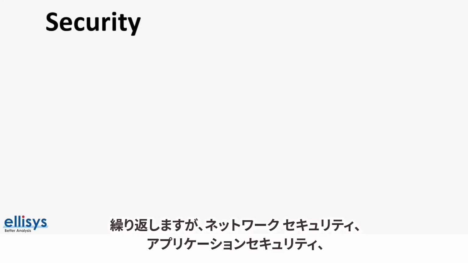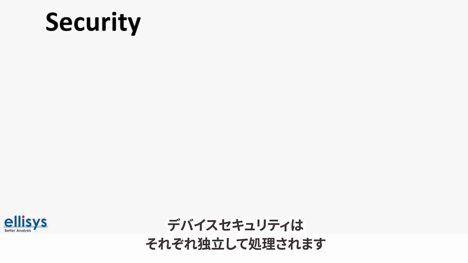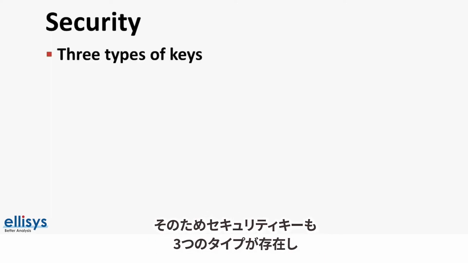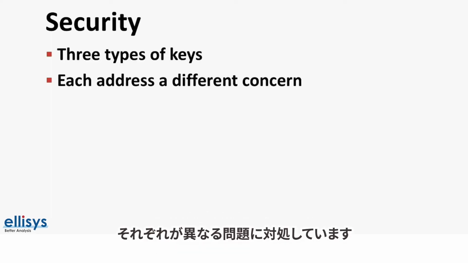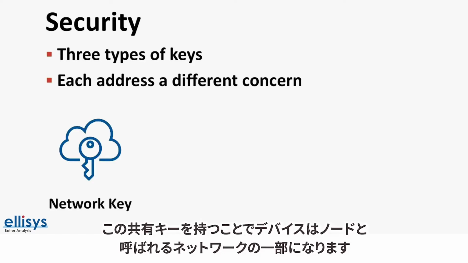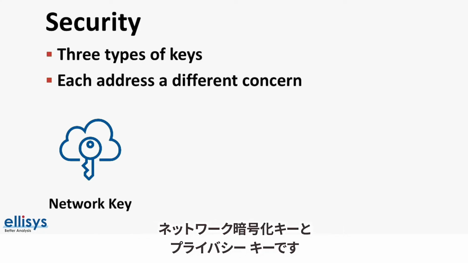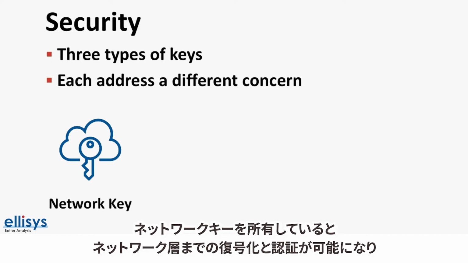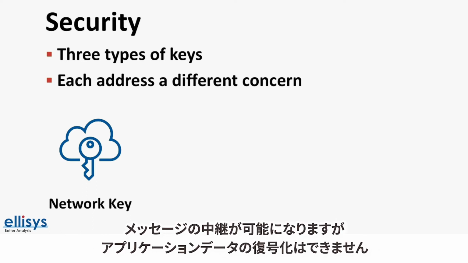As we mentioned previously, network security, application security, and device security are each handled independently. Due to this separation, there are three types of security keys, each addressing a different concern. First, we have the network key or net key. Now, possession of this shared key makes the device a part of the network, also called a node. There are two keys derived from the net key. These include the network encryption key and the privacy key. Possession of the net key allows a node to decrypt and authenticate up to the network layer, allowing relaying of messages, but not application data decryption.